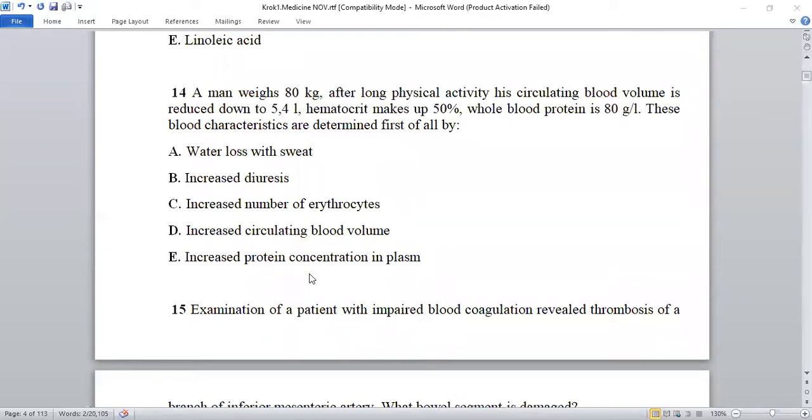All right. Can we please move on to the next question?